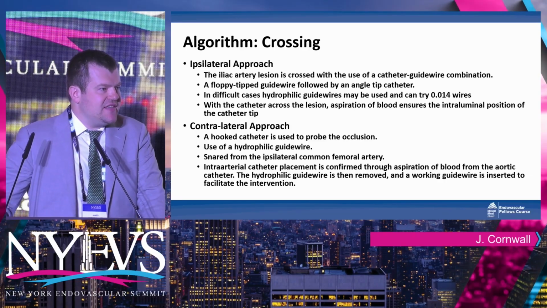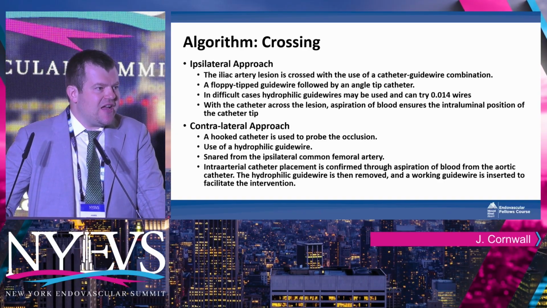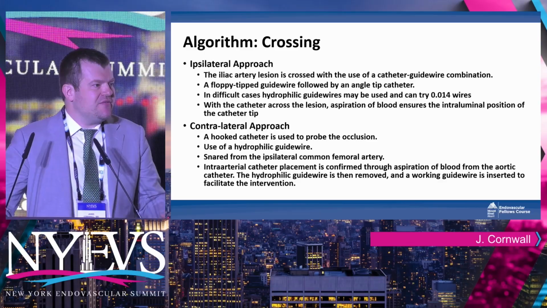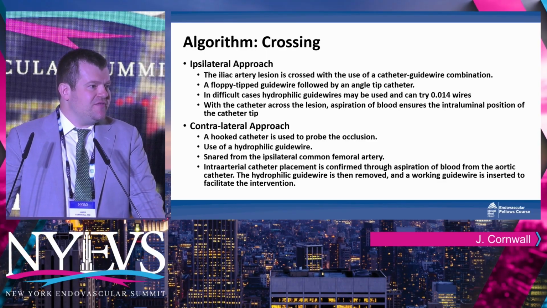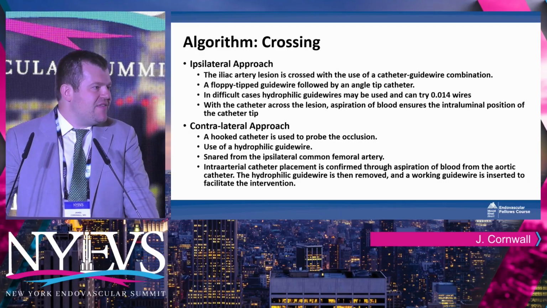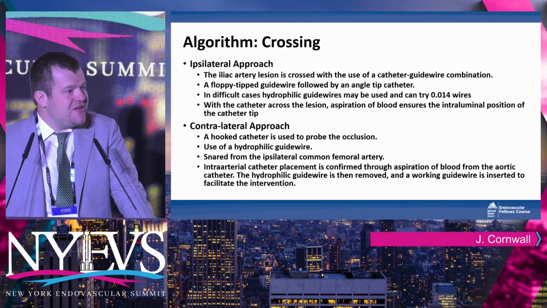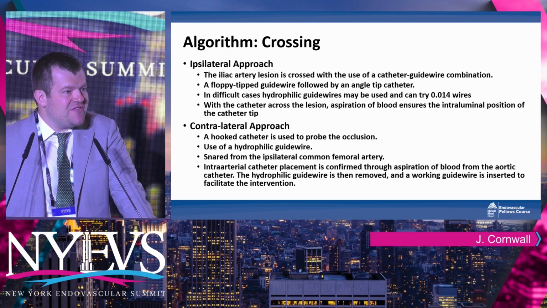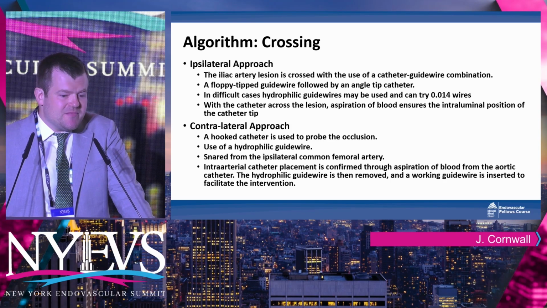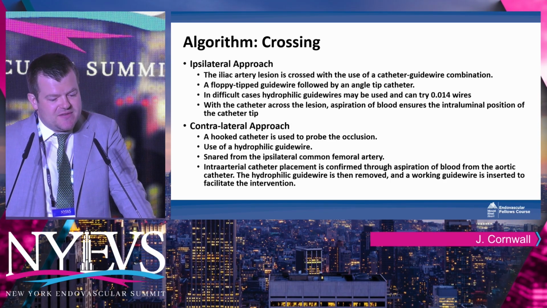As far as crossing the lesions, once again, for common iliac artery, it generally will be ipsilateral. I generally start off with just an 035 guide wire, glide catheter. Floppy is initially what we do, but we will go up to various 035 wires, or sometimes an 014 system as well, to help cross those lesions.